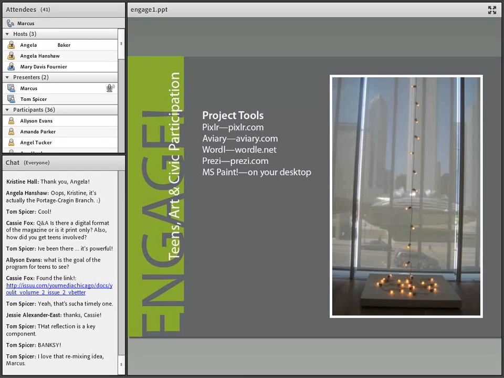So as you see, there's a list of a few open source applications that you can use. Pixlr, we use that in our UMedia workshop. Actually, I don't think we used Pixlr during the Engage workshop, but we did use Aviary, which is an image editing tool. Wordle, we use that to create a word cloud, to gather images of words around different word art. Prezi is a tool that you can use. Oftentimes now our teens use that. I didn't know about it then, but that's a tool. And MS Paint, of course, which is on your desktop.